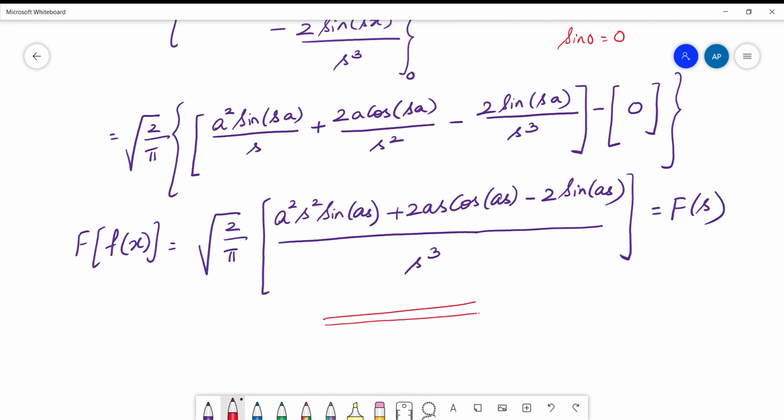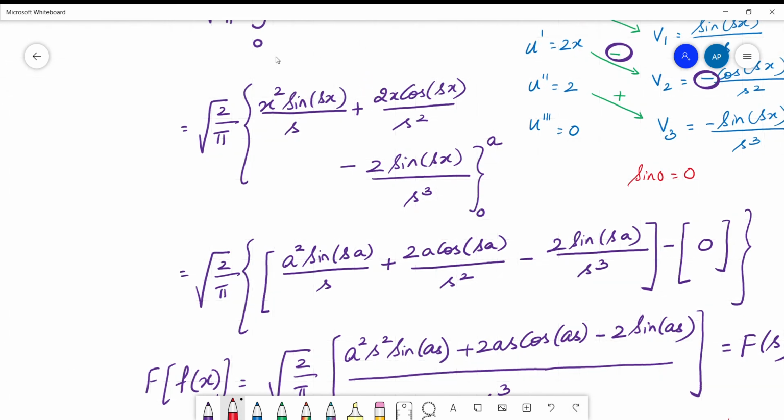The function is only x square in the interval minus a to a, and this is the result for the Fourier transform. If we had done it using the direct definition, we would have had terms of the form e power ias. So this would have become tough for us to rewrite again in terms of sine and cos. So this would be a better method of doing it.